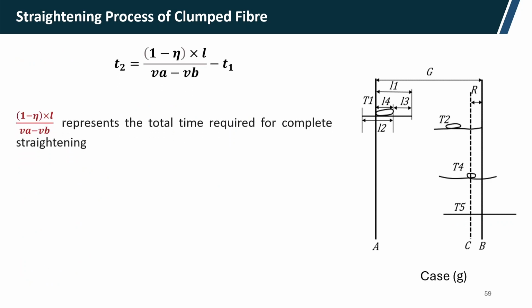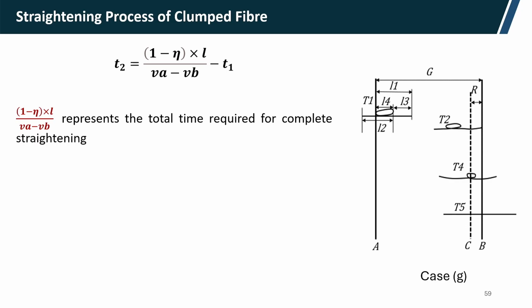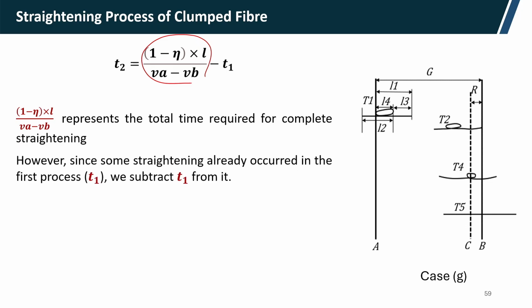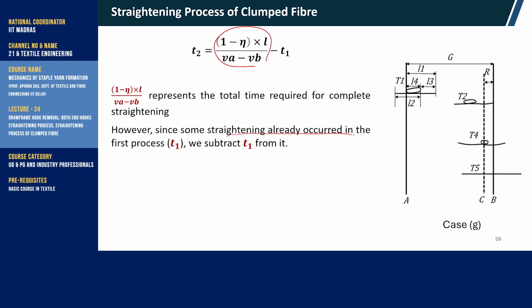So, T2 is given by this relationship. The first term, (1 minus eta) L divided by (VA minus VB), represents the total time required for complete straightening. However, since some straightening has already occurred in the first process T1, we subtract that. So, T1 will be subtracted to give the total time required, T2.